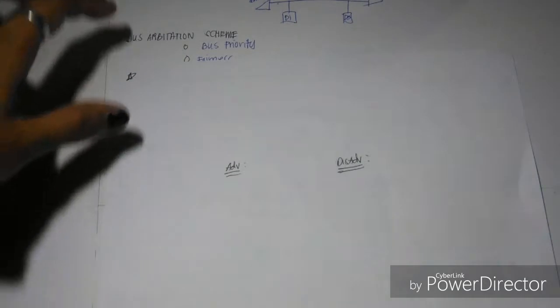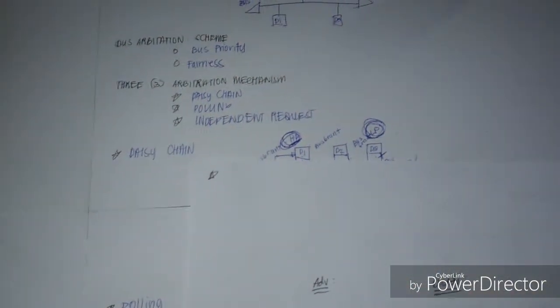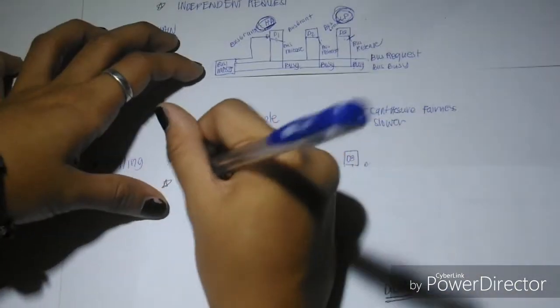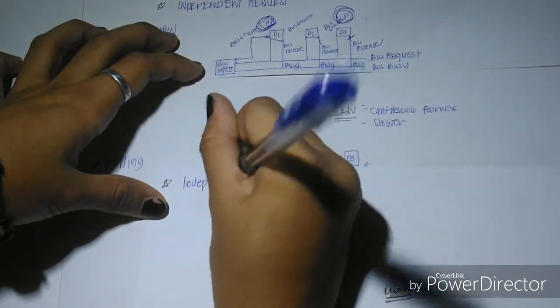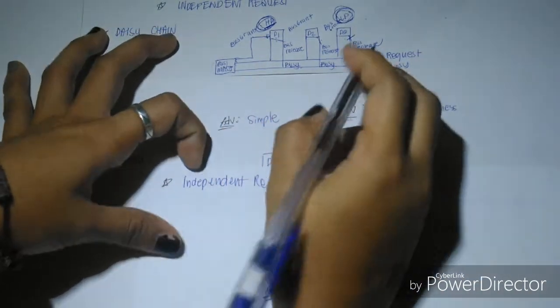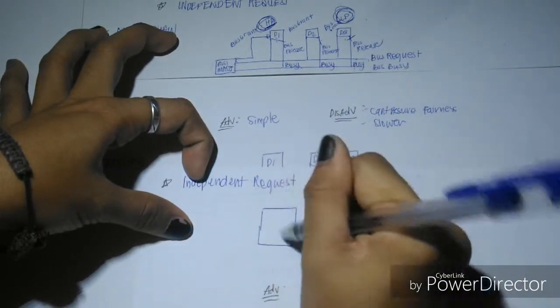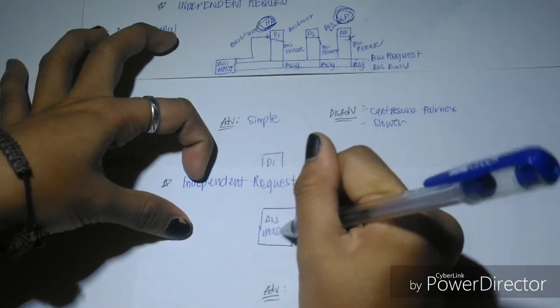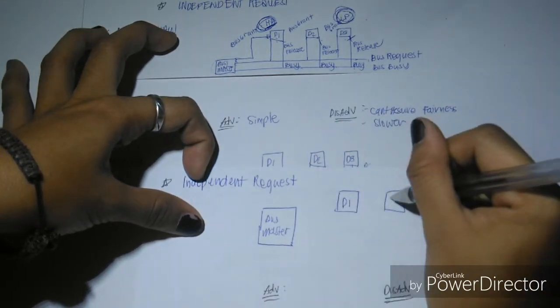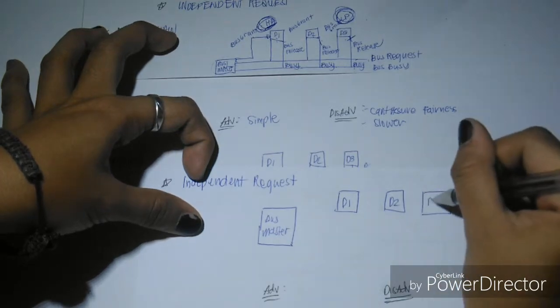Sunod naman is si independent request. Bus master. Tapos, tatlong device ulit. D1, D2, and D3.